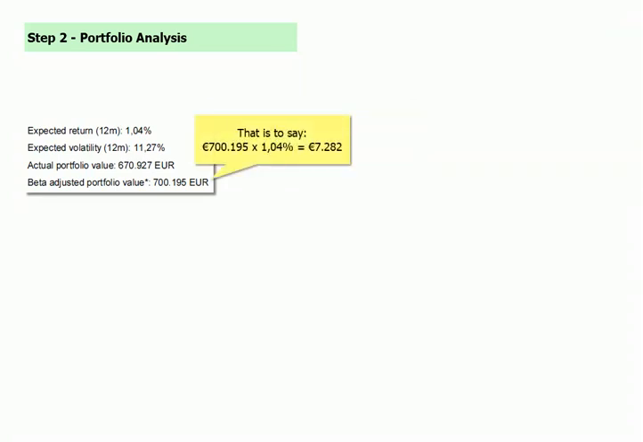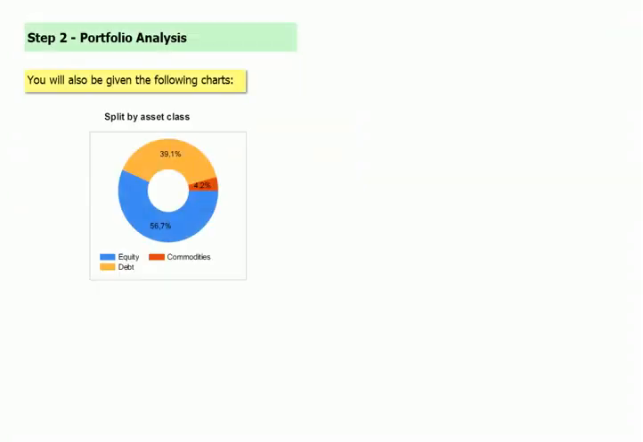That is to say, 700,195 euros times 1.04%. It means that you expect an income of almost 7,282 euros. You will also be given the following charts.